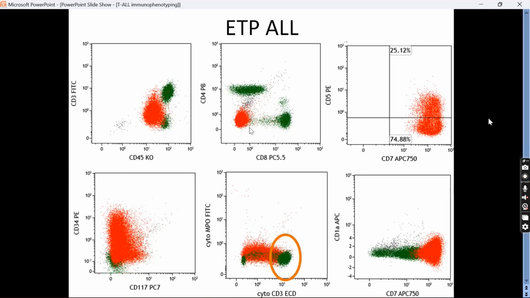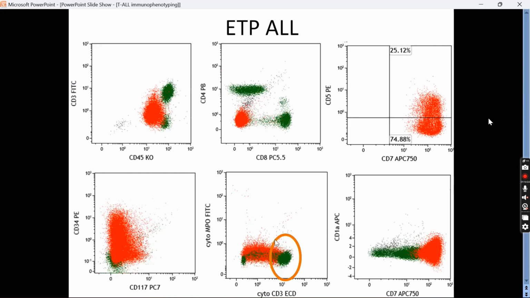And since it's showing myeloid markers, make sure it is cyto MPO negative. If it is cyto MPO positive, say for example, if the blast instead of lying here is lying here, it is a double lineage, MPAL, mixed phenotype acute leukemia, T-myeloid. So since it's showing myeloid markers, make sure it is MPO negative. That is also very important.